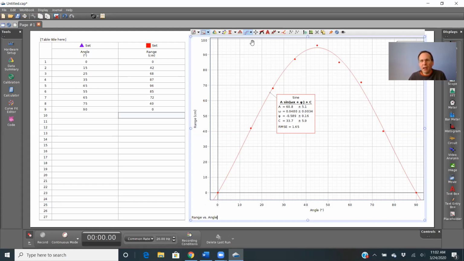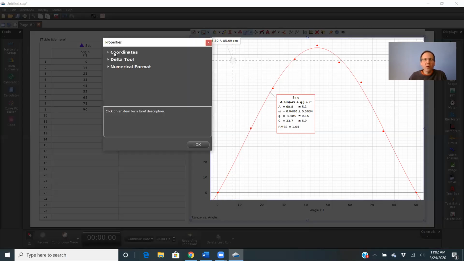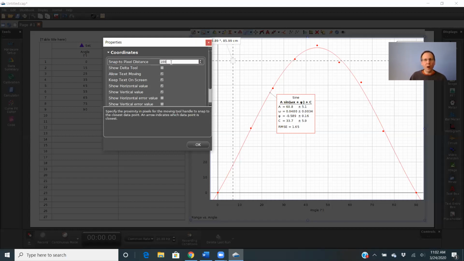So if we click on the icon next to the fitting icon, this one right here, and you select add coordinate tool, then we need to do one thing. You need to change the settings on here. So we have to click on it, then right click on it, go to tool properties, go to coordinates, and let's change the snap to pixel distance to 1. So we'll just make that a 1. That means we'll have more fine control over it. It won't jump to one of our data points. We can actually set it at the peak of the curve, which is what we want.